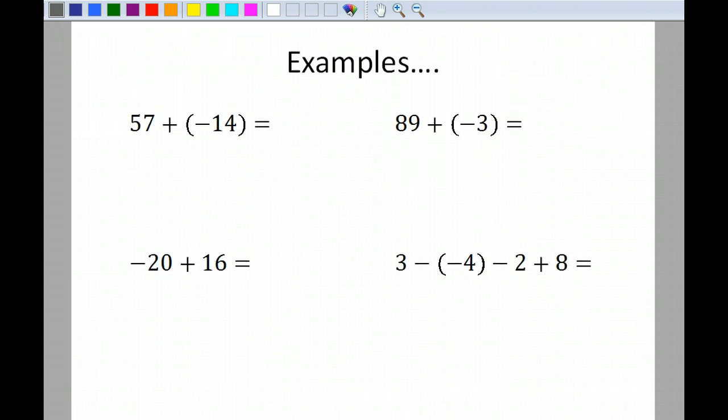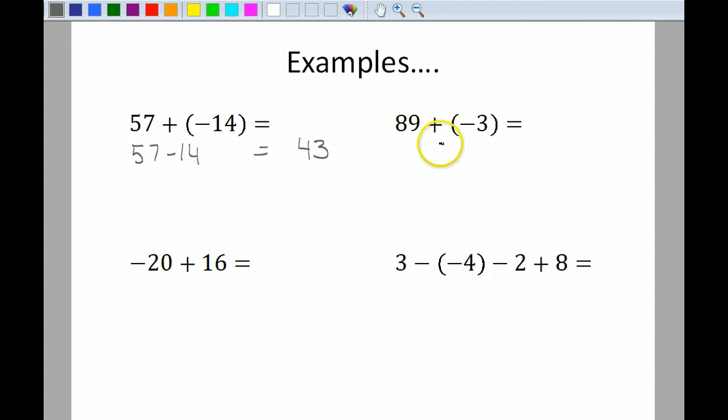Now let's look at a couple of examples. I have a positive 57, a negative 14. Signs are different, so I'm going to subtract the small number from the large number. So what I really have here is 57 minus 14, which if I took these parentheses out and just wrote it as 57 minus 14, looks very familiar. So we would end up with 43.